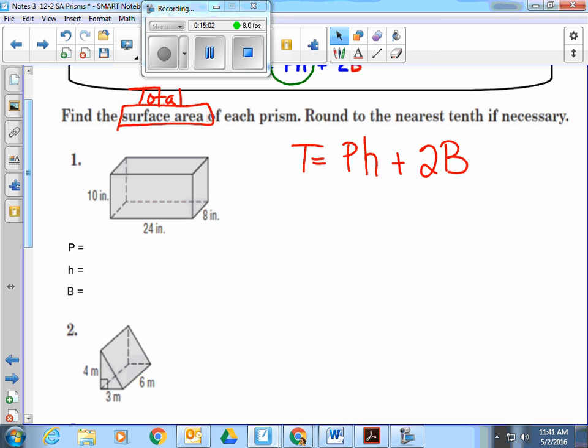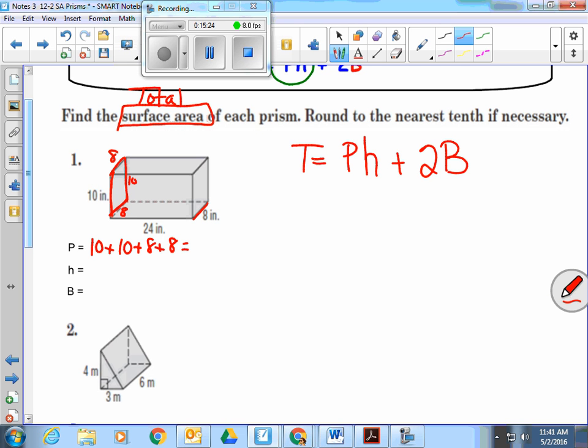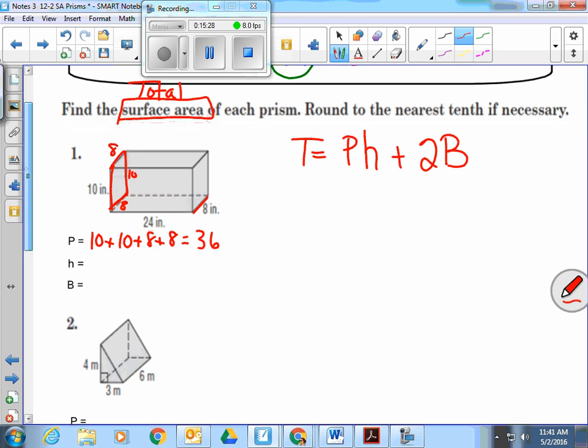Does it matter? Not for total, just for lateral, okay? So which one do you want me to use for the base? The 10 and the 8 again? Okay, so this side is 10 because this is 8, that means this one here is 8 and 8. So the perimeter would be 10 plus 10 plus 8 plus 8. So that's what, 36?